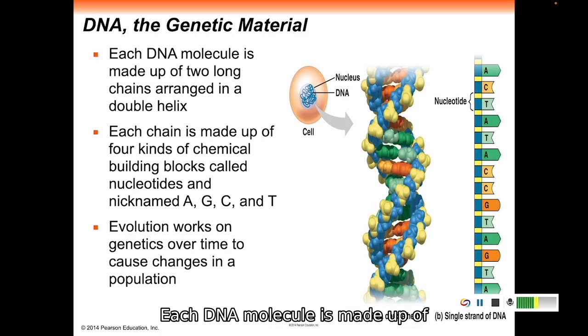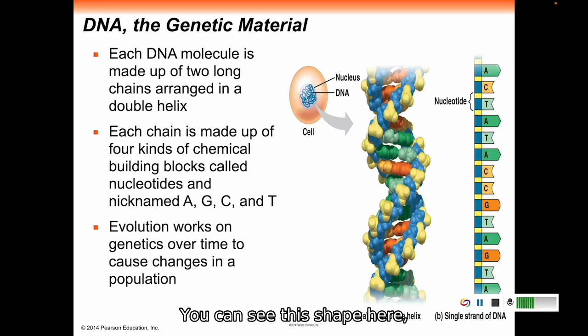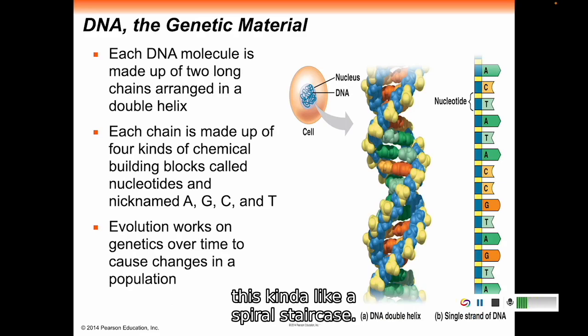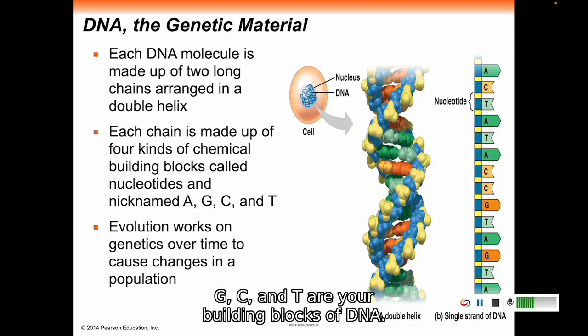Each DNA molecule is made up of 2 long chains arranged in a double helix. You can see this shape here, kind of like a spiral staircase, and that is called the double helix. If you took that apart, you would see this single strand picture, the picture B on the right. Each chain is made of 4 kinds of chemical building blocks, and these are nicknamed A, G, C, and T. That stands for adenine, guanine, cytosine, and thymine. You do need to know those 4: A, G, C, and T are your building blocks of DNA.